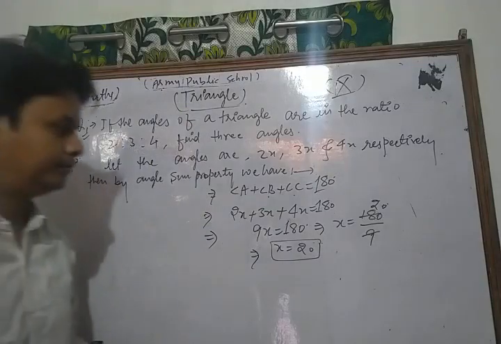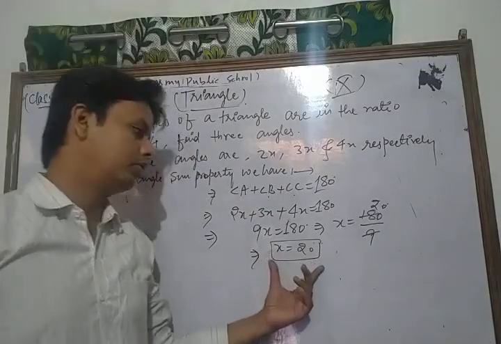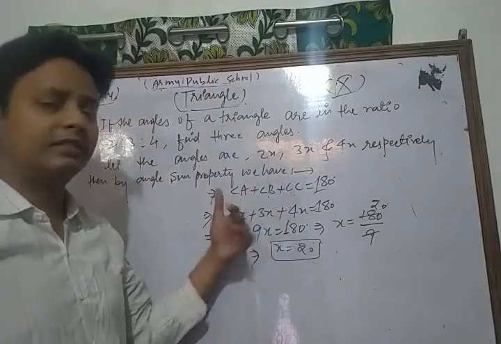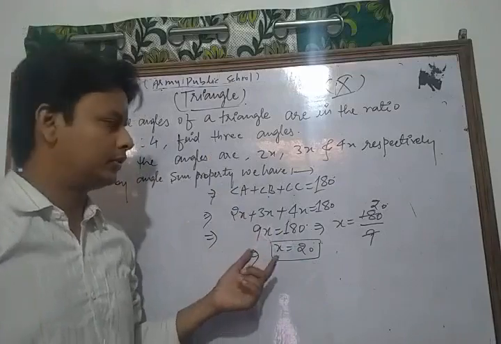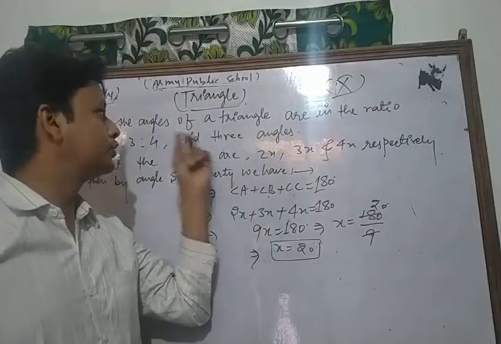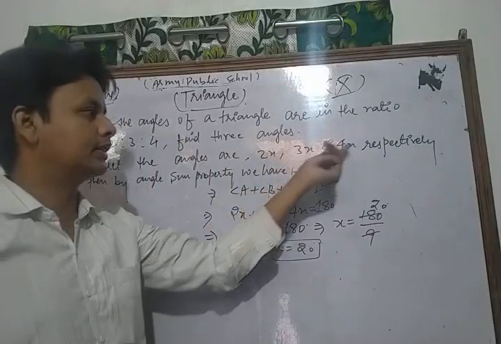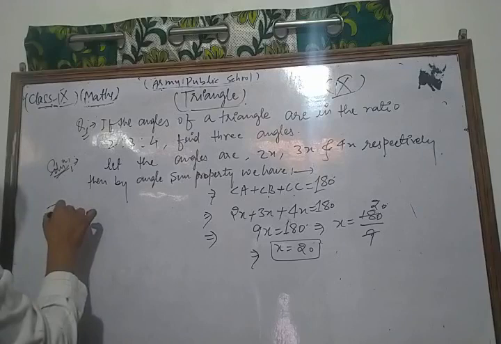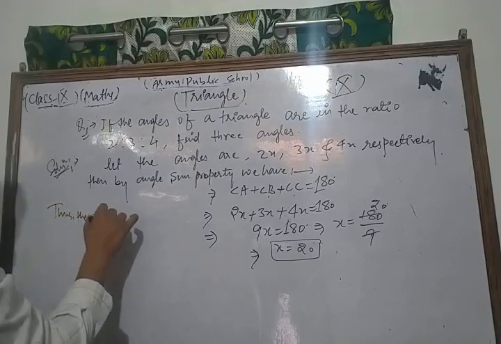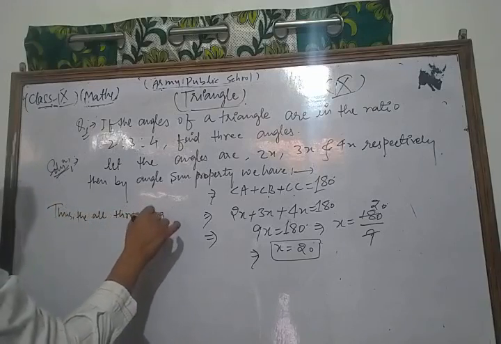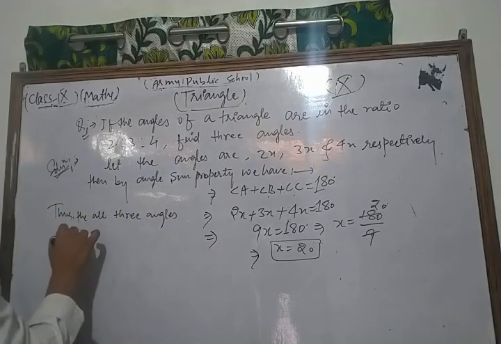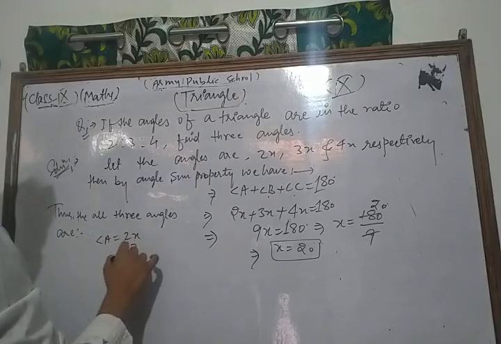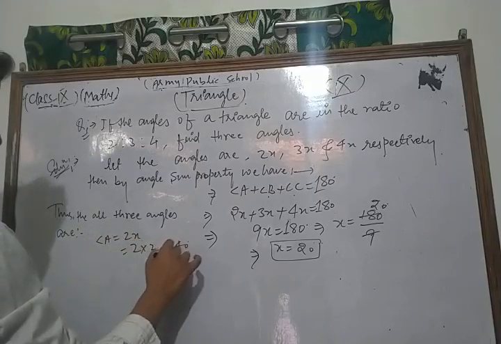First of all we find the value of x. Now after finding the value of x, we find all three angles. According to the question, all three angles are in the ratio 2:3:4, so we take 2x, 3x and 4x respectively. Thus all three angles are: angle A is equal to 2x, which is 2 into 20, 40 degrees.